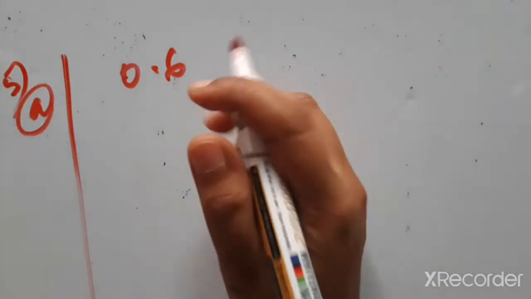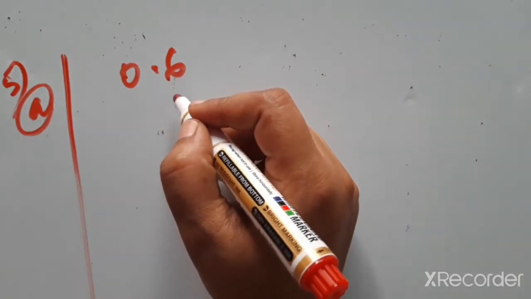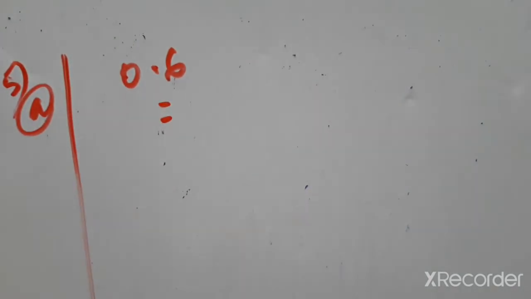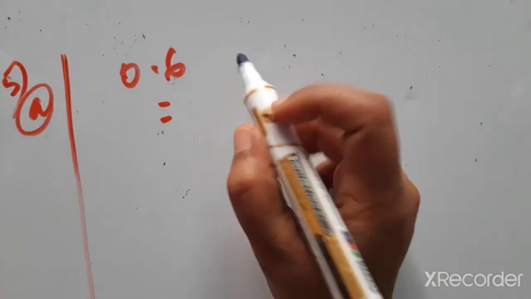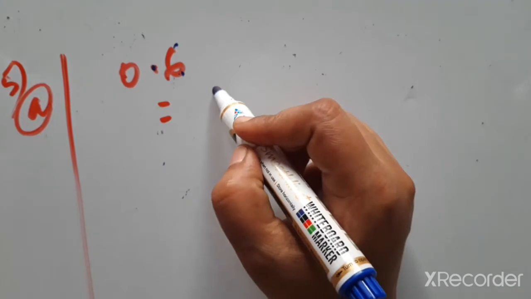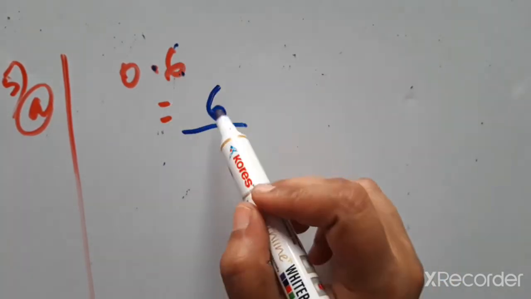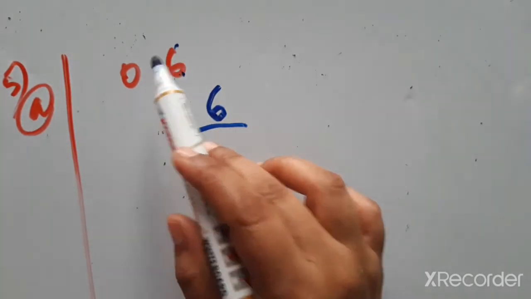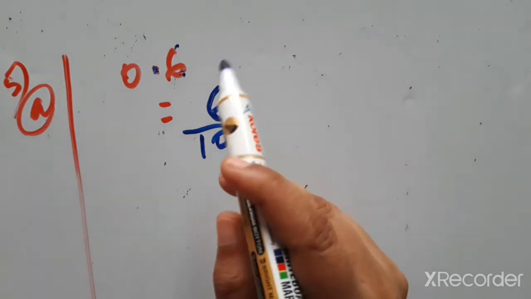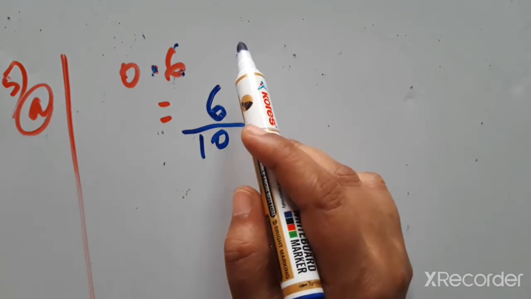0.6 means first we have to write it in fraction form, then reduce the fraction to lowest form. So first we convert the decimal into a fraction, then reduce the value. After the decimal point the number is 6, that is the numerator. And after the decimal point, how many numbers? One number, so 10. If two numbers, 100. If three numbers, 1000.